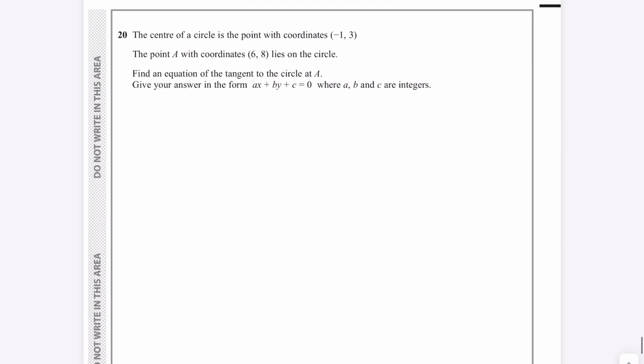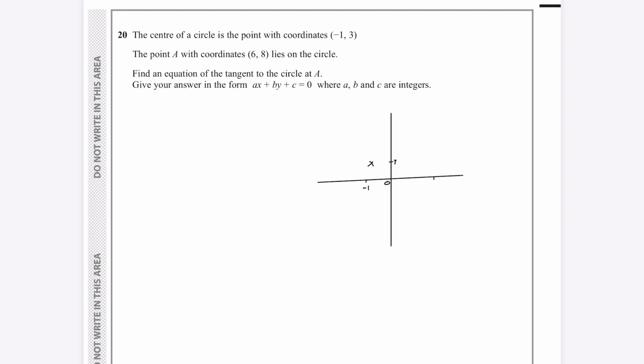So moving on to question 20, the center of a circle with a point of minus 1, 3. It's got another coordinate A that sits on it, and it's asking us to find the equation of the tangent of the line of the circle at A. So if I was to draw this out first, so we have that, let's just say that's 0. So this can be minus 1 and 3, so that's the midpoint of the circle.